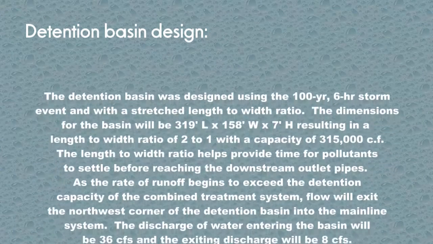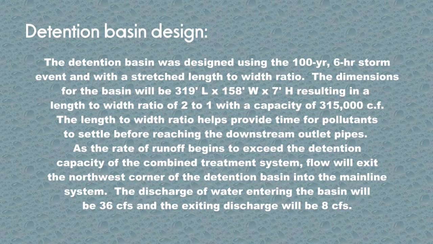The detention basin was designed using the 100-year 6-hour storm event and with a stretch length to width ratio. The dimensions for the basin will be 319 feet in length by 158 feet in width by 7 feet in height, resulting in a length to width ratio of 2:1 with a capacity of 350,000 cubic feet. The length to width ratio helps provide time for pollutants to settle before reaching the downstream outlet pipes.